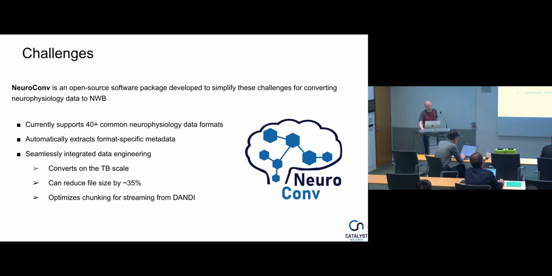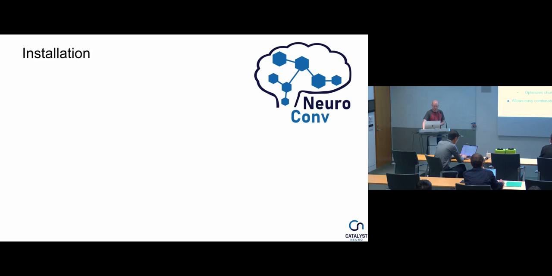And we also optimize those chunking parameters for streaming from things like the Dandy Archive, which is an awesome feature that we'll be talking about several times over the next couple of days. But basically, you can upload a 300 gigabyte, 1 terabyte NWB file to Dandy. You'll never need to download it again. You can just stream everything you need through the tools that we built. And it combats the variety problem by allowing very easy combinations from basically an arbitrary number of data streams that you happen to have in your experimental setup.